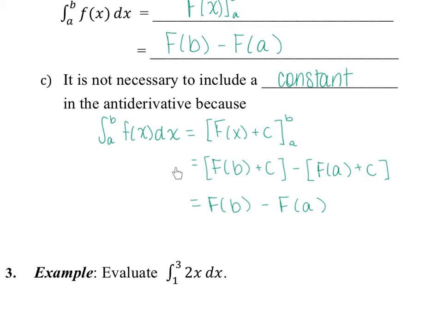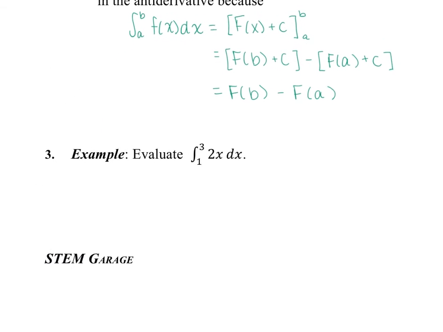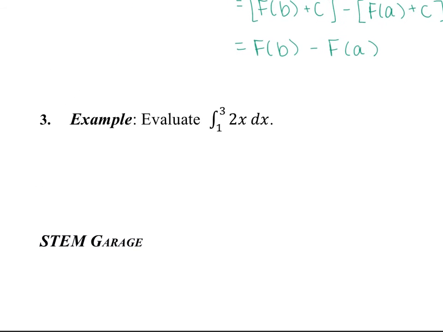So that's why you pretty much won't see this step anywhere written, because you know that your c's are just going to be eliminated. And here you go, you can see again, our fundamental theorem is when you plug in your upper bound and subtract plugging in your lower bound when you find the integral. So let's do an example or two to kind of refresh our brains, and then we're going to pull it over to our new idea.